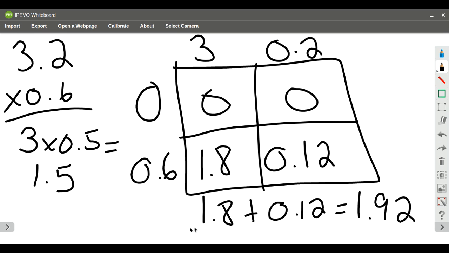And when I do that, I end up with 1 92/100 as my answer. You guys are going to come get your 4-6 practice, and you are going to show your partial product steps on everything that you do on today's practice.